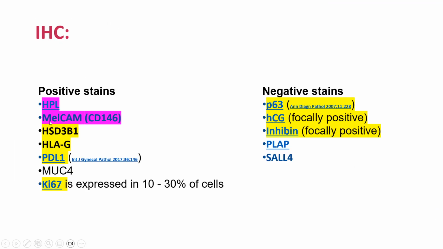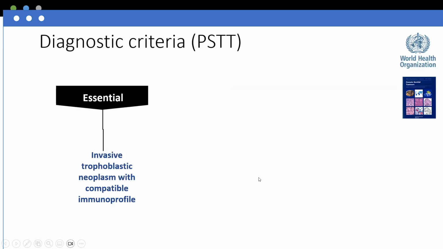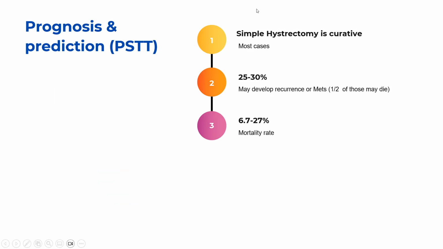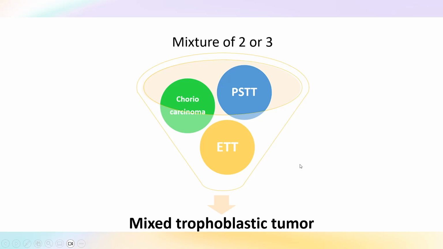So again, we have a panel, but the most characteristic of which is the HPL with the MELCAM positivity. The Ki67 is usually expressed higher than 10%. We have negative stains with P63 excluding the epithelioid trophoblastic tumor, focal HCG or negative excluding choriocarcinomas, and the SALL4 as well. So the diagnostic criteria according to WHO, we have an invasive trophoblastic neoplasm with compatible immunoprofile. For those cases, simple hysterectomy is curative. We have 25 to 30% may develop recurrence or mets, 6.7 to 27% mortality rate.